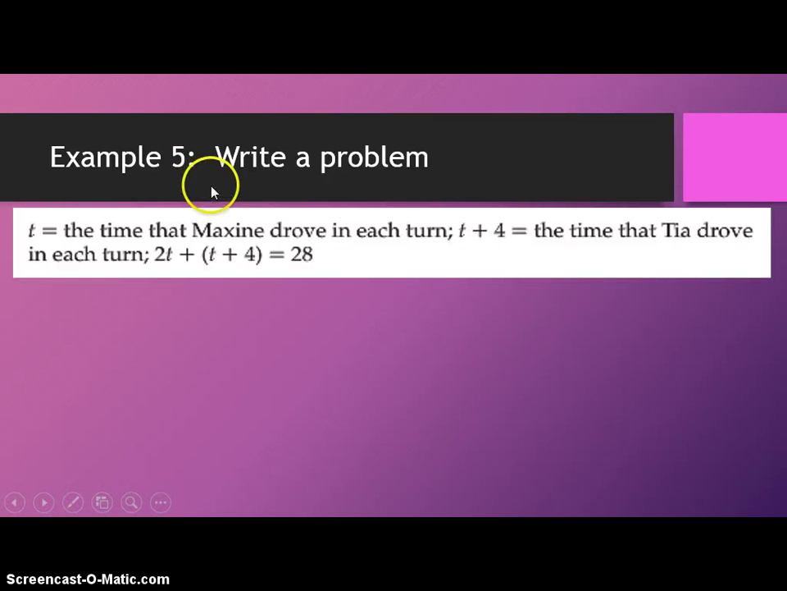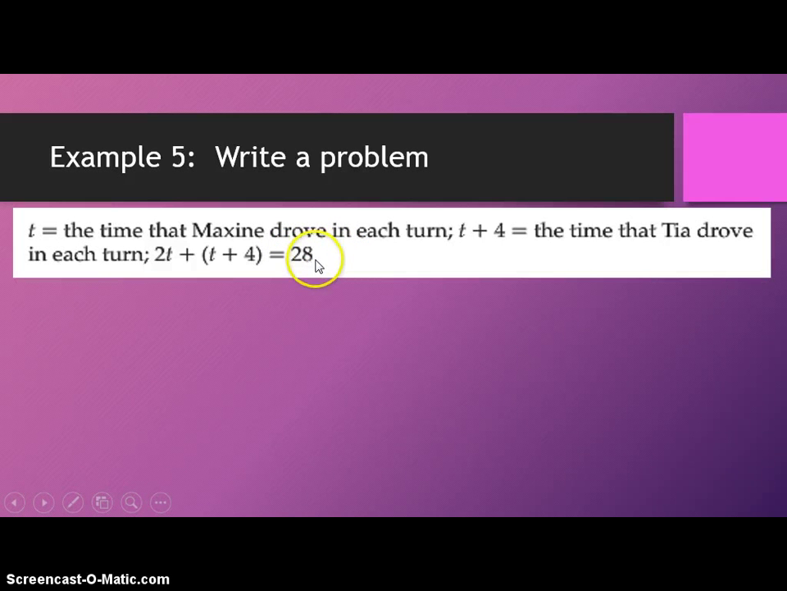Now example 5, writing a problem. They're going to give us some information, and we have to come up with a story. We're going to let t equal the time that Maxine drove in each turn. t plus 4 is the time that Tia drove in each turn. And their total trip is this equation here. When I see this equation, it looks like Maxine drove twice for a certain amount of time, Tia only drove 1 time, and their total time driven was 28, probably hours. I doubt you'd split up 28 minutes.